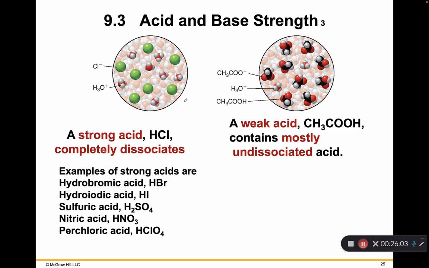This is a slide with a picture. A strong acid, HCl for example, completely dissociates. A weak acid is mostly undissociated, which means there are few ions and more of the molecules are present. If you want to remember the strong acids, some examples are HBr, HI, sulfuric, nitric, and perchloric, which is HClO4, right? So we have all these strong acids here.